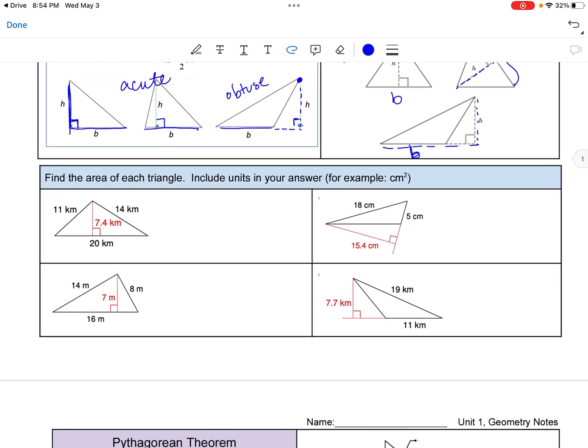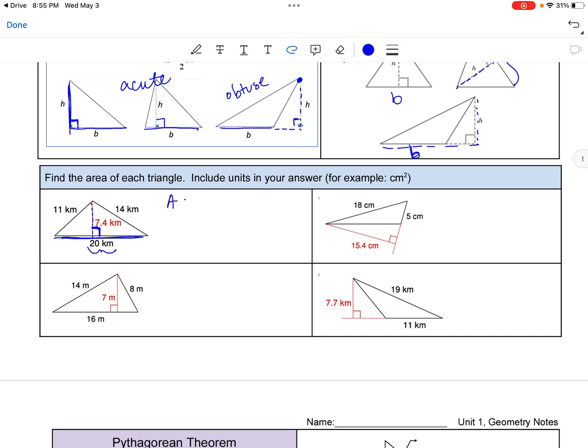Let's try it with some actual numbers. You have more information than you need in each one of these, because you only need the base times the height, so you have to decide which side to use as your base. The height is all in red, and we know that because of this little perpendicular sign. That means 90 degrees. In this case, that height is perpendicular to this side here, so we're going to use 20 as our base.